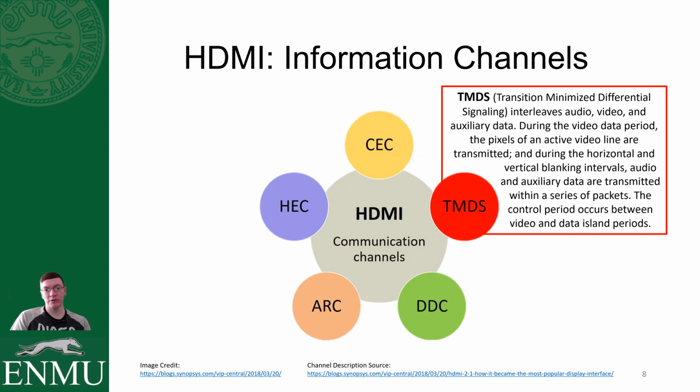So TMDS, perhaps the most important one, where the largest amount of data is being piped through: transition minimized differential signaling. This interleaves audio, video, and auxiliary data, and it has different periods where it does this. You can think about it like TDM, or time division multiplexing, because during certain periods, video data packets are being piped through, and during other periods, audio data packets are being piped through and control information as well. So it's kind of dividing up the time and sending through data for each of those types of things at different times during a given sequence. And that's their schema for how to get all that data through on just 4 TMDS lines.